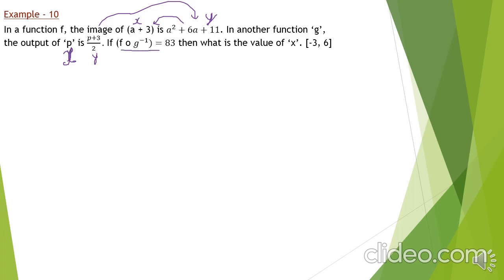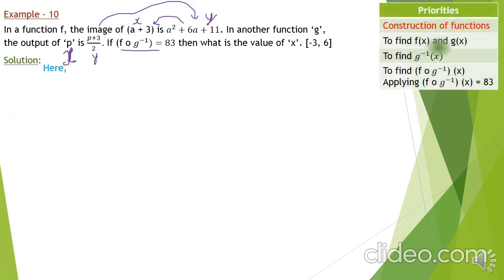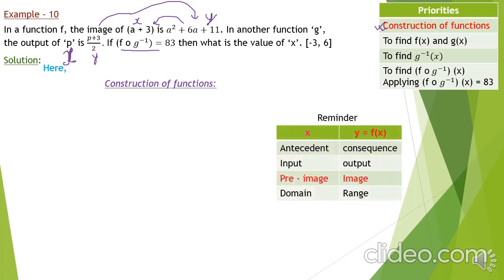Now first we have to construct. You can see these are the priority, means in this order we are going to solve our question. Construction of function is in red, means in this slide we are going to see the construction of function only. And now the remainder is there. From this remainder we can easily distinguish input and output, isn't it? Input is x, output is y, and image is y, pre-image is x.